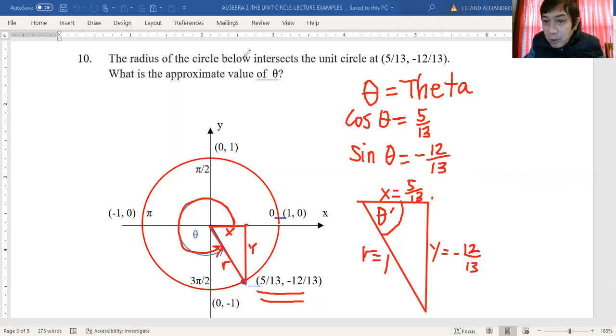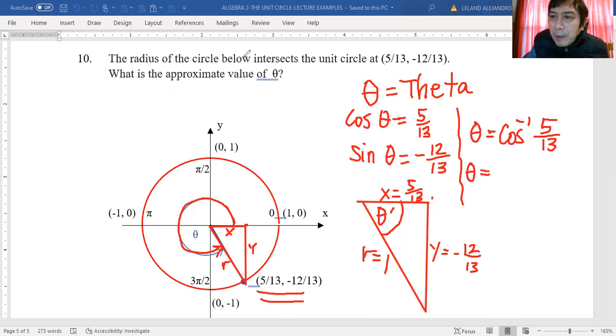Since we know the cosine here is 5/13, we have cosine of theta is 5/13. Then we shall find theta, which is equivalent to inverse cosine of 5/13. We will be able to compute for our angle. This is just an acute angle, and this theta will be our theta prime. Take note, this is not yet the final answer. It's the angle in our triangle. Because we're after the larger angle, we will subtract it from 360 to get the final answer.